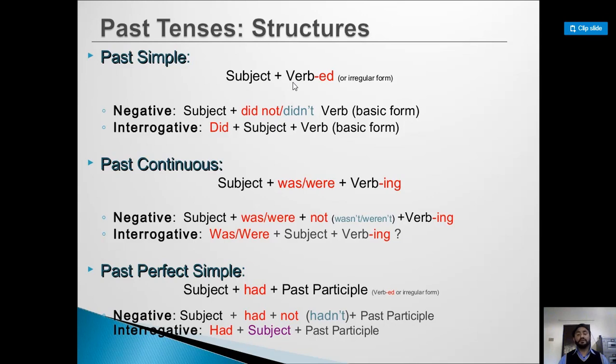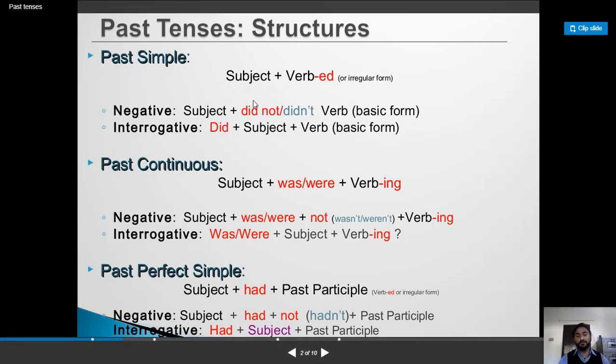As far as irregular verbs are concerned, there is no pattern and there are no rules for making irregular verbs. For example, write, wrote, written; cut, cut, cut; put, put, put; shut, shut, shut; break, broke, broken; speak, spoke, spoken. These are irregular, but you have to use the second form of the verb in a past simple sentence. So there's the subject and the second form of the verb.